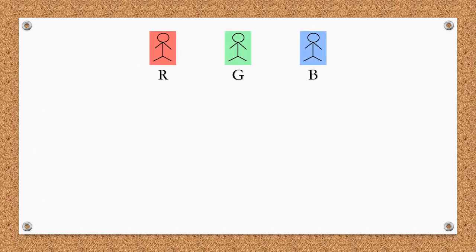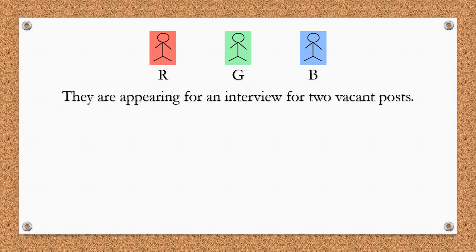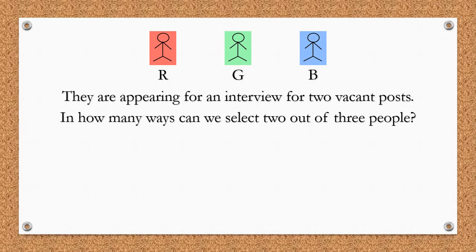Now, let's start with an example. There are three friends R, G, B. I think you are familiar with this. Yes. Now, the scenario is different. They are appearing for an interview for two vacant posts. That means three friends are going for an interview in which two posts are vacant. That means only two out of these three friends will be selected. So in how many ways can we select two out of three people?